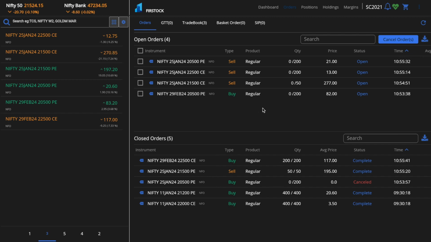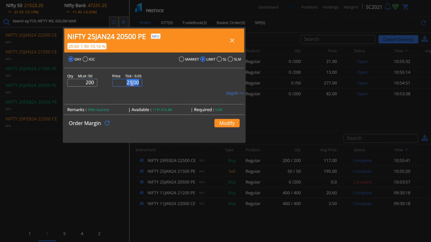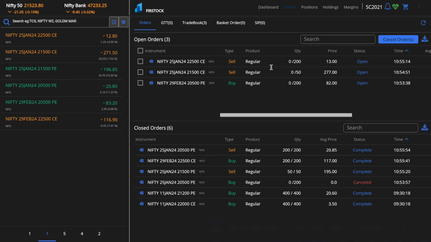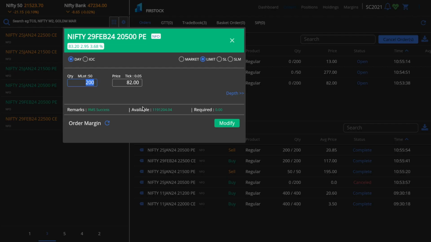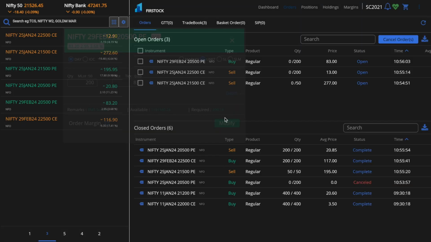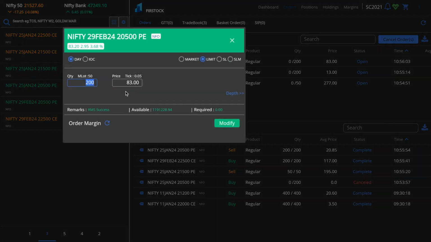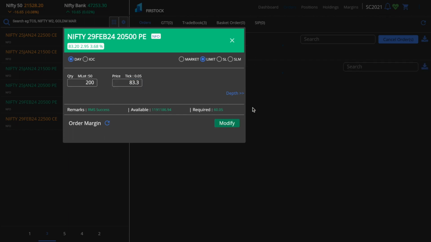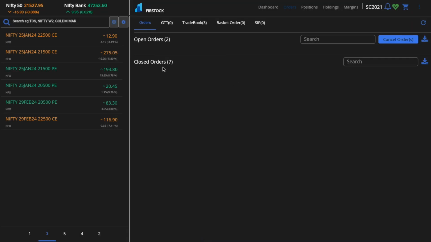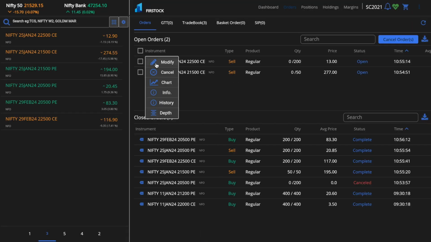Okay, some things are executed. Let's modify this to 20.7 and let's check. This is executed. Now this buy is left. Let's buy at 83, 83 and modify. And this buy will get executed. 83.3, I think this should get executed now. Yes.